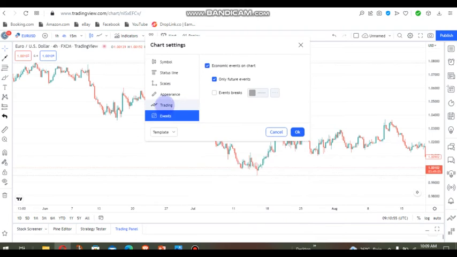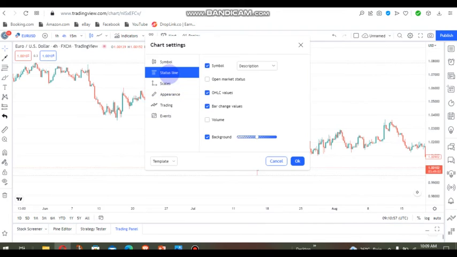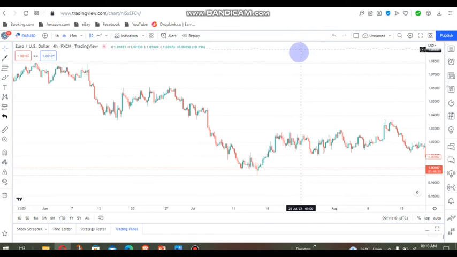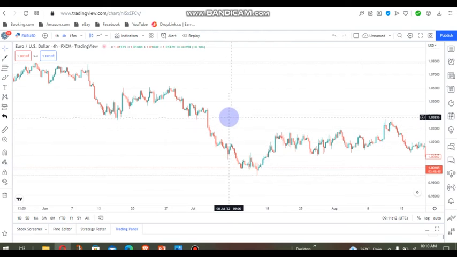So you can put your colors. If you don't want to use blue and red, you can use black and pink. There are people who use black and red, so it's your choice. It's the way you can customize your chart.